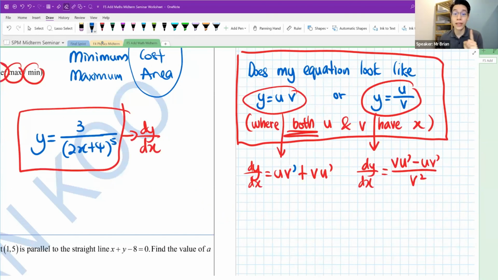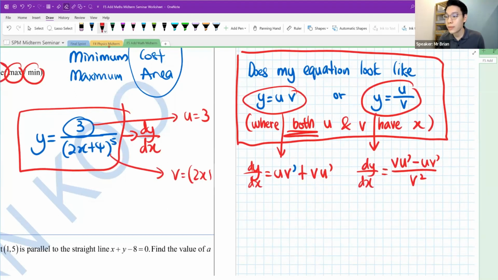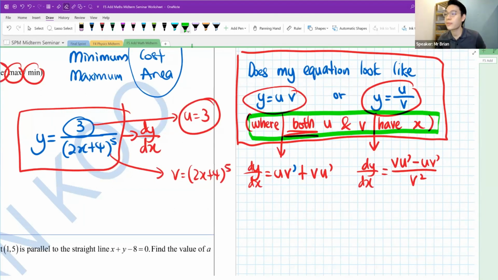Is this a u and v situation? On top, u is equal to 3. At the bottom, v is equal to (2x plus 4) to the power of 5. Don't have x here, right? Both u and v must have x, only then will I use my quotient rule and product rule. If it's just a number, don't have to worry about the number.